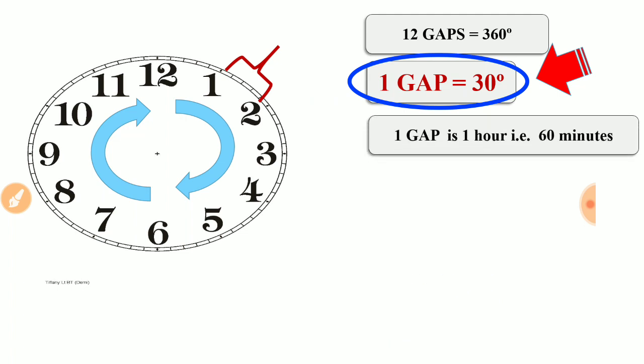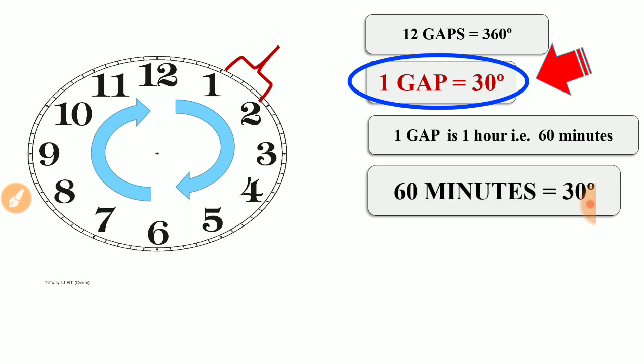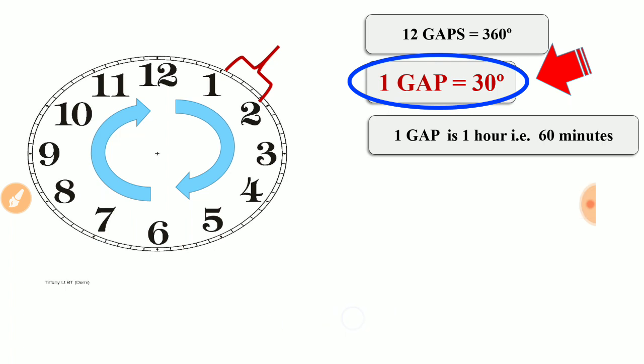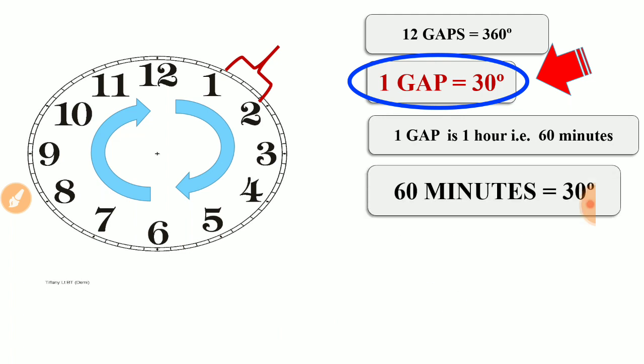Second point, as we all know, one gap means 1 hour. So 1 to 2, or 2 to 3, or 3 to 4, is representing 1 hour. So one gap is 1 hour. 1 hour means 60 minutes, so we can say that one gap is 60 minutes. We already found that one gap is 30 degrees. That means 60 minutes is equal to 30 degrees. So what is the gap between 1 and 2, and 2 and 3? The gap is 30 degrees.